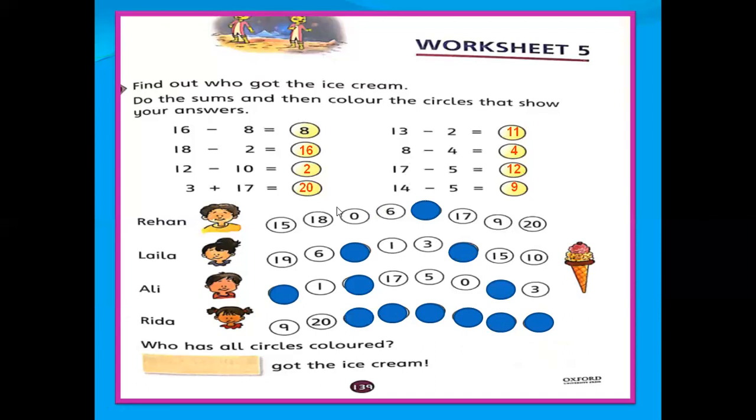Next, 20. In the first line, this is the last. This is 20. Color this one. In the second line, no 20. In the third line, no 20. In the fourth line, this is 20. Okay.